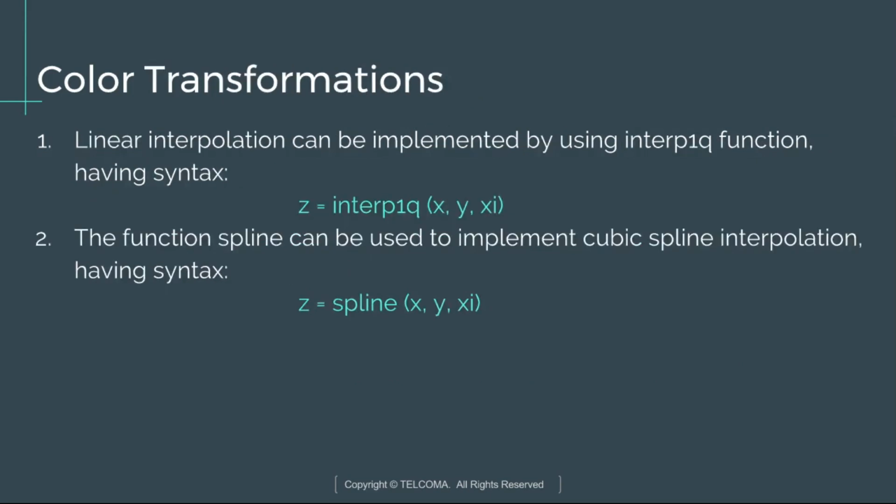In similar manner, cubic spline interpolation is implemented using the spline function, whose syntax is shown here. Here variables z, x, y and xi are same as for interp1q. However, xi must be distinct for use in function spline. Moreover, if y contains two more elements than x, its first and last entries are assumed to be the end slopes of the cubic spline.